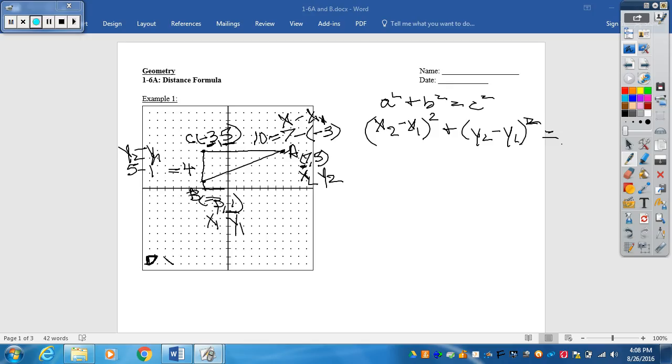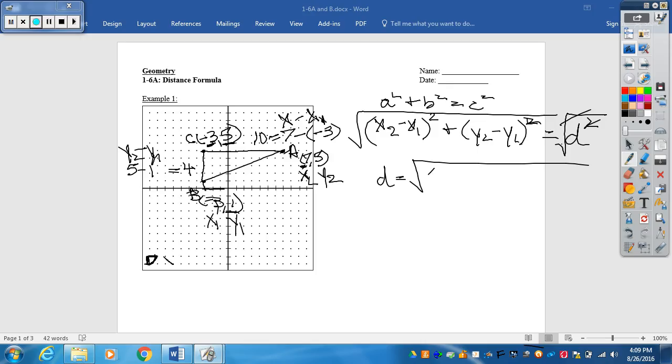Well, that was AB squared. Now, let's do the distance formula. So I'm going to say the distance squared. Now, from there, I'm going to leave everything on the left the way it is, but this distance squared over here, I want just the distance by itself. So I'm going to go ahead and square root to get rid of that, to undo that square. I'm going to square root this side, and that's your distance formula. I'm going to try to write it out a little more clearly here for you. The distance formula will always be the square root of parentheses x sub 2 minus x sub 1 squared plus y sub 2 minus y sub 1 squared.